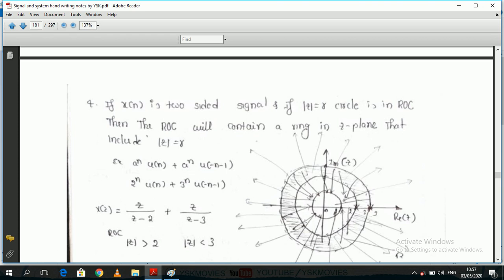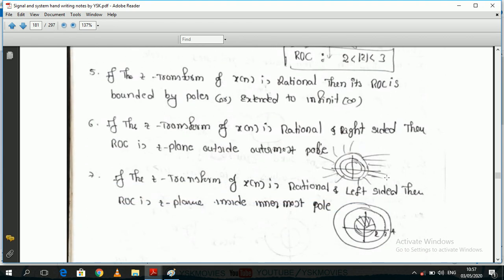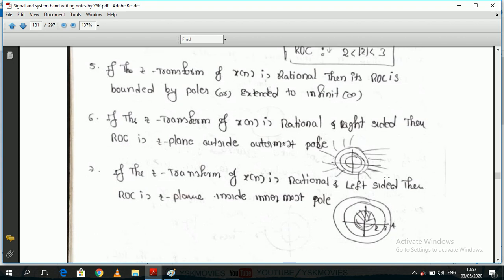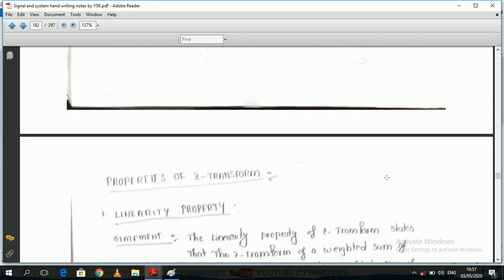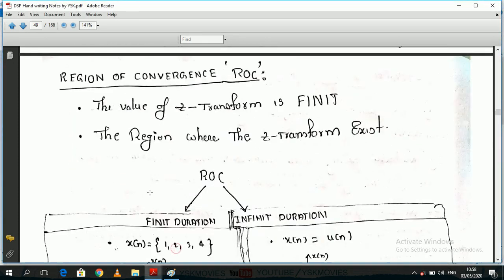For this circle, the ROC is where it exists, greater than 2. That means outside of the circle. You just shade outside of the circle like this. But what about z minus 3? This is another circle, and the ROC is inside of the circle. So finally, we came to know that the ROC, the region of convergence, exists between 2 and 3. This is the final ROC of this problem. We will solve the problems, and pause it and note down these three properties also. So mainly these are some properties of ROC.